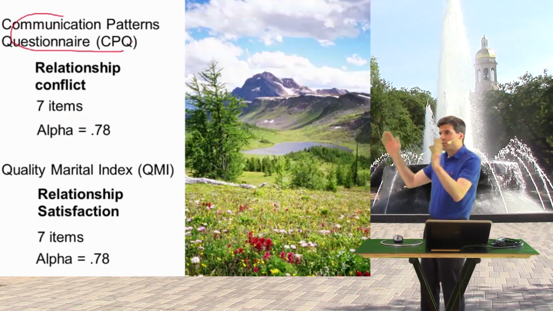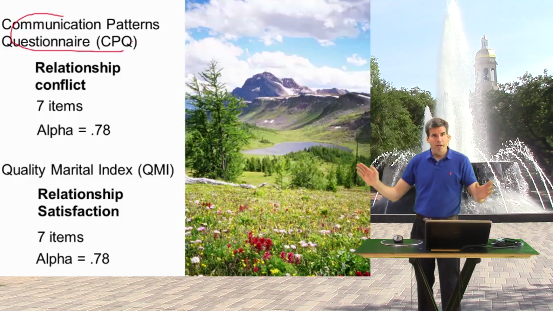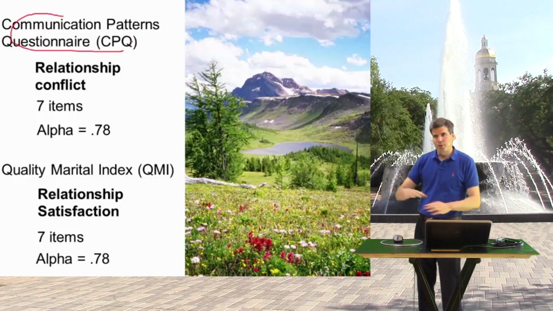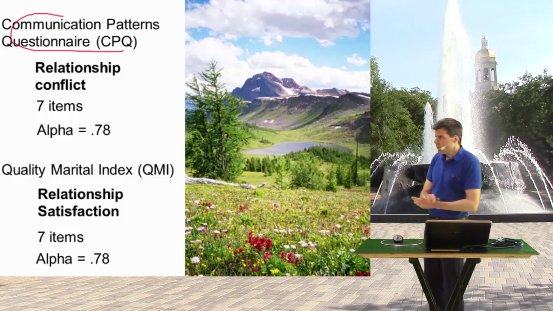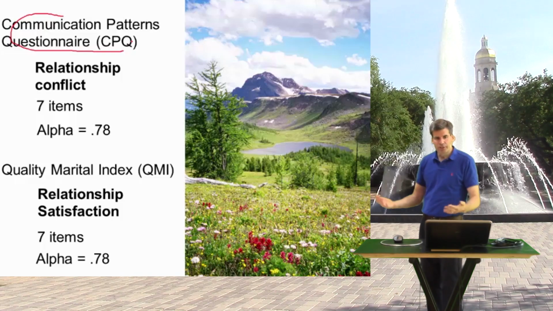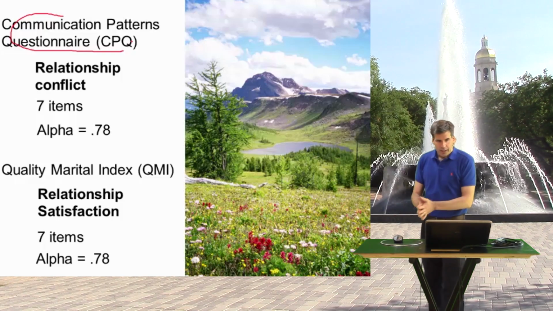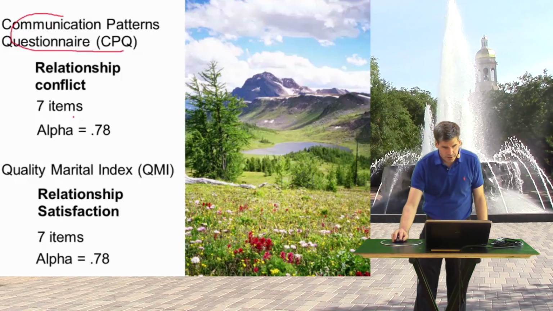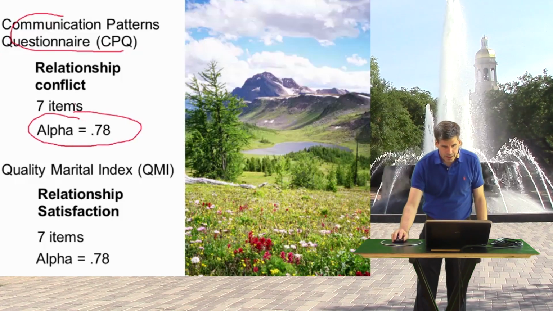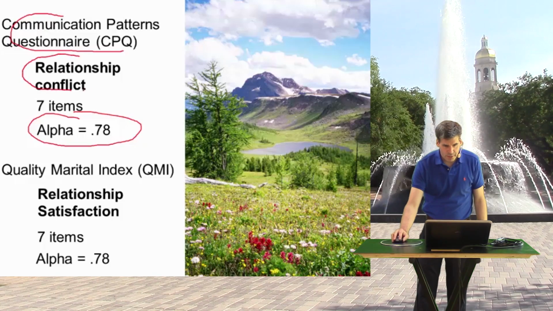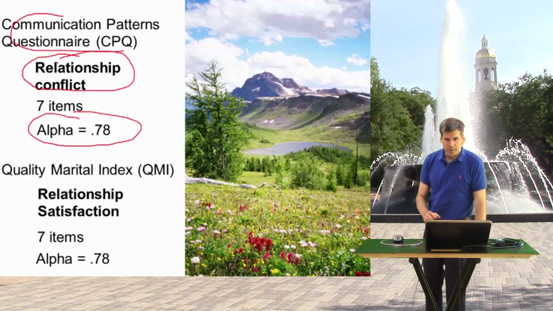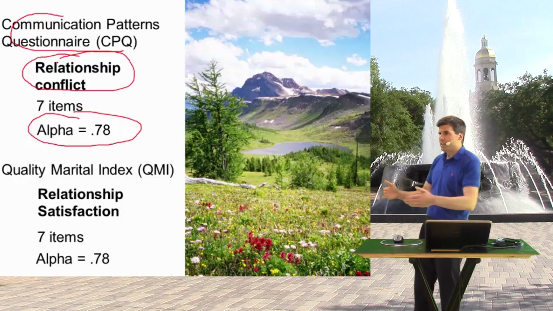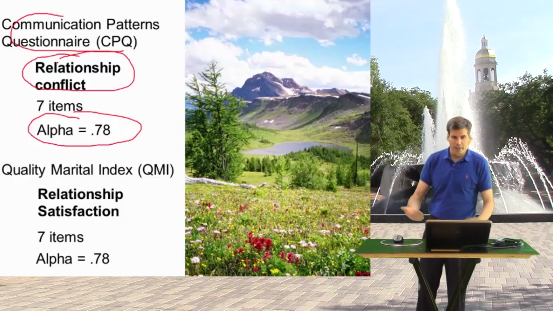But the Communication Patterns Questionnaire is in general. It's not about a specific conflict. It measures your general tendency to say we use good communication in our relationship, or we don't. Do you tend to use negative types of communication? There are 7 questions on this, it had good reliability, and a high score means you're reporting that in general you have more relationship conflict. So it's measuring your tendency to report having lots of conflict in your relationship.